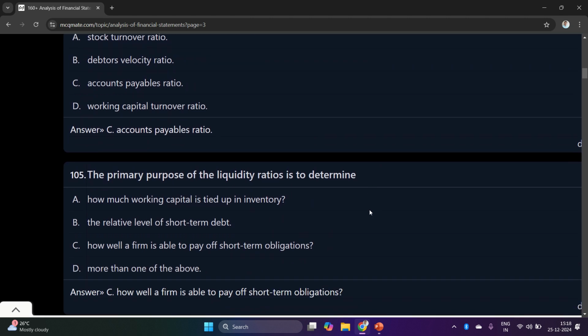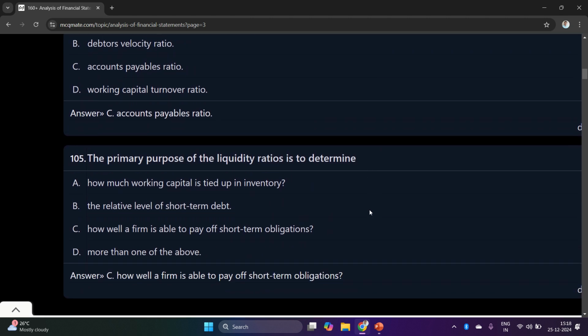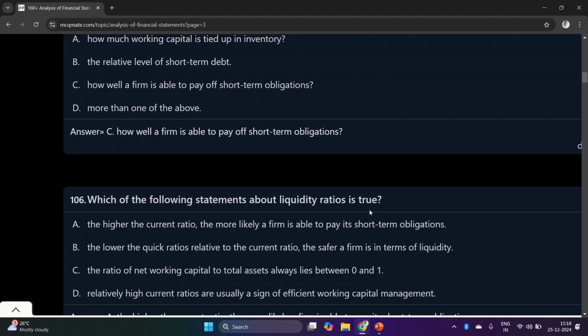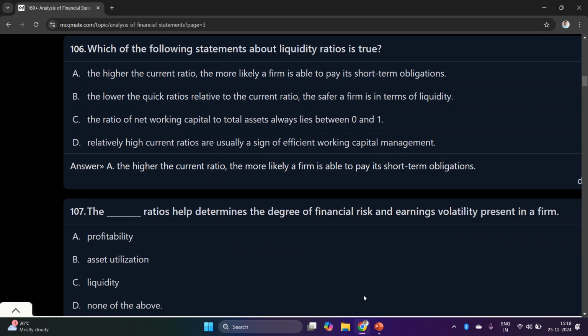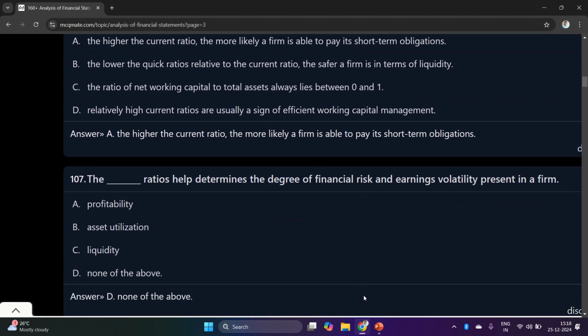The primary purpose of the liquidity ratio is to determine how well a firm is able to pay out short-term obligations. So the following statement about liquidity ratio is true: the higher the current ratio, the more likely a firm is able to pay short-term obligations. Which ratios help determine the degree of financial risk and earnings volatility present in a firm?